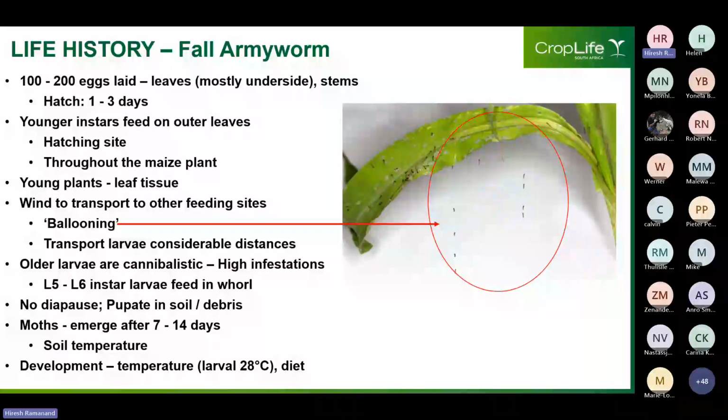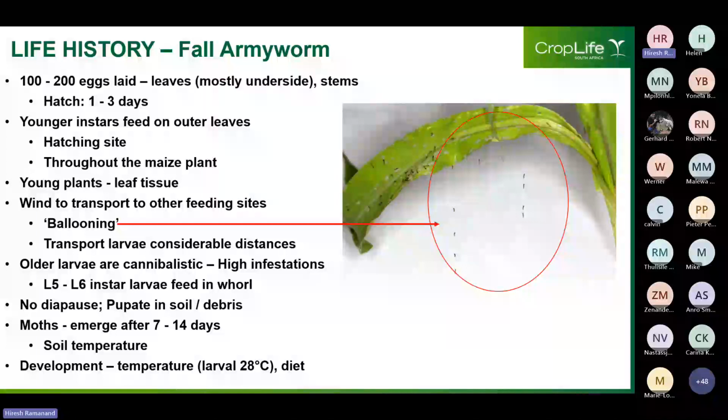Now, the older mature larvae are cannibalistic and often tend to eat each other when in contact at high infestation levels, which reduces the number of mature larvae per plant and in turn reduces the competition for food. The fifth and sixth instar larvae feed in the whorl in maize plants. After about 14 to 22 days, the fully grown larvae drop to the ground.